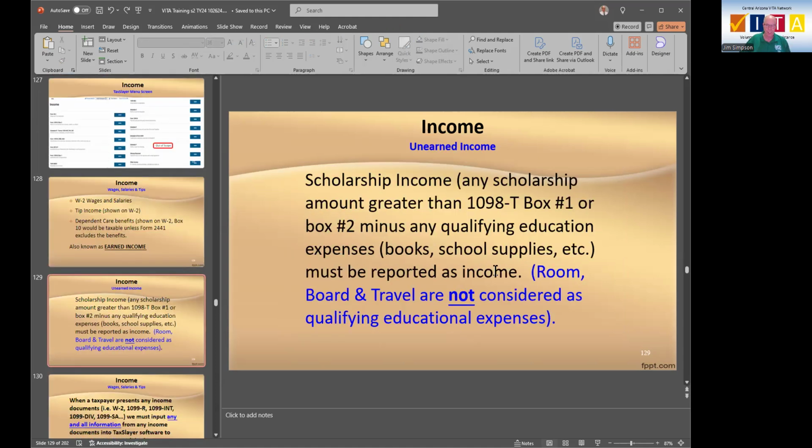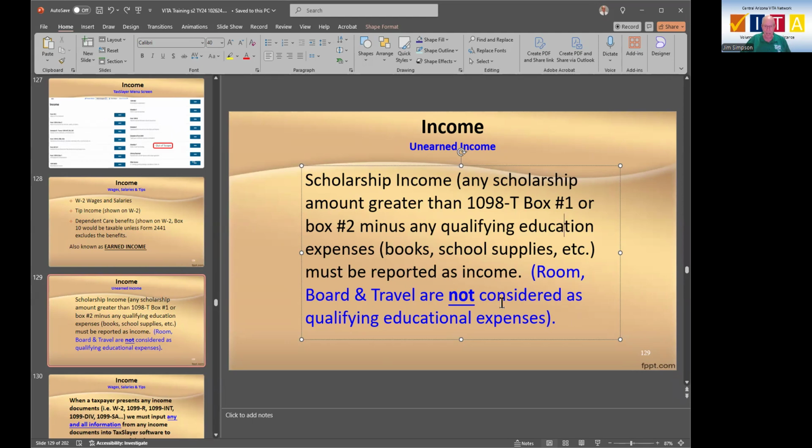Scholarship income, okay? This is unearned income, unless they worked for it. Sometimes you'll get scholarships that are tied to having to go teach classes for it. If they provide that on a W-2, then it could be considered earned income, but otherwise it's unearned income. And if there's any scholarship that is more than your qualified educational expenses, which means tuition, books, school supplies, etc., it has to be reported as income. For instance, if they give you extra scholarship to help you pay for room and board or travel or something like that.